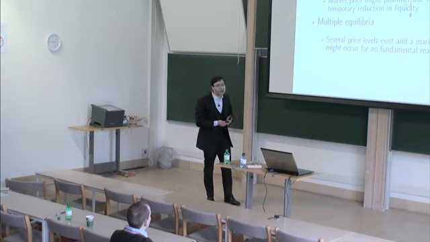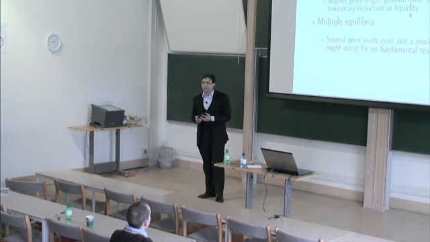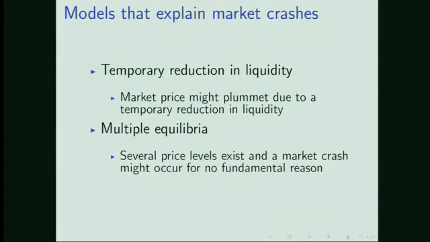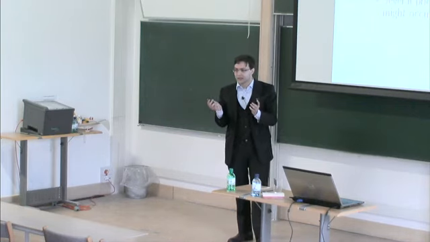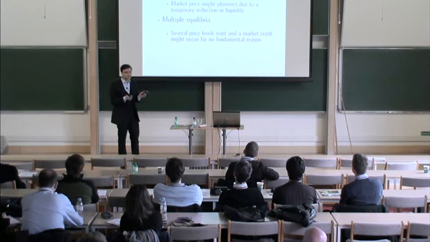The second group of models is called multiple equilibria and sunspot models. The idea for this type of models is the following. We have multiple solutions for the equilibrium price, and sometimes the price might change its equilibrium level for no fundamental reason at all. We just move from one equilibrium to another. Sometimes it happens due to some sunspot process, but the basic idea is that we have several levels for the price.